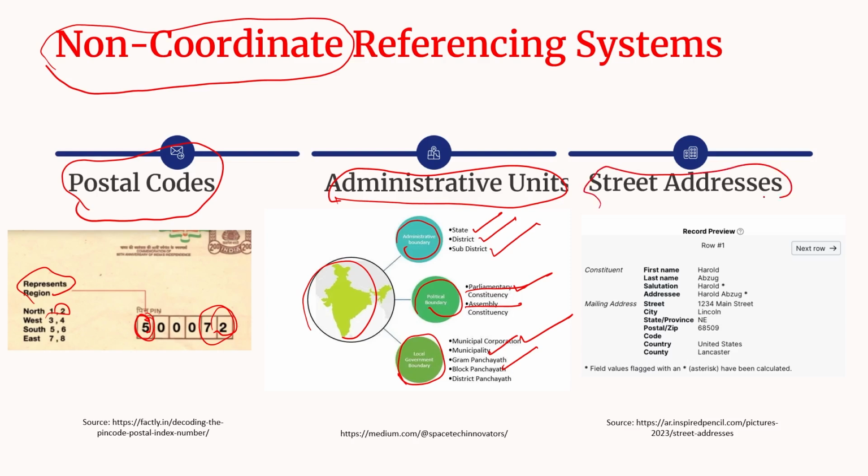The third one is the street address, and if you see here, this street address will give you the exact location of your area. So, now we have the geographic coordinate system, rectangular coordinate system, and non-coordinate system. Using these 3 spatial referencing systems, you will be able to locate or identify a particular geographic entity.